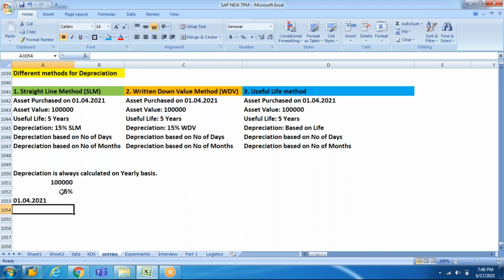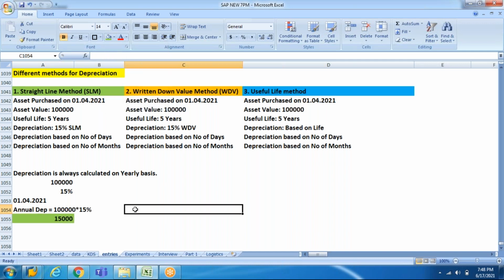Now let me write: annual depreciation is equal to 1 lakh into 15 percent. Correct? 1 lakh into 15 percent will give you the annual depreciation. So here you will get 1 lakh into 15 percent, which is 15,000. This is your annual depreciation, which is depreciation for 1 year, for 12 months.